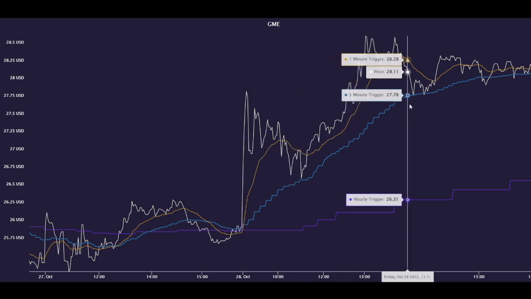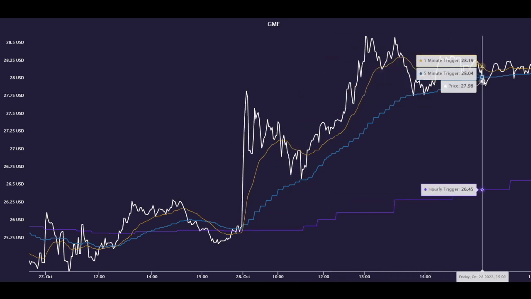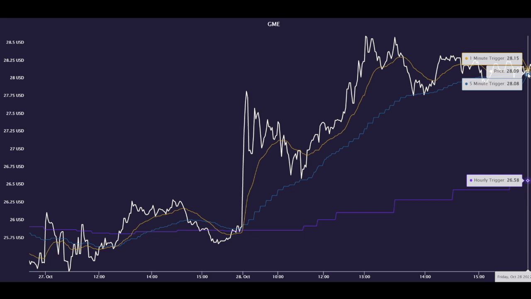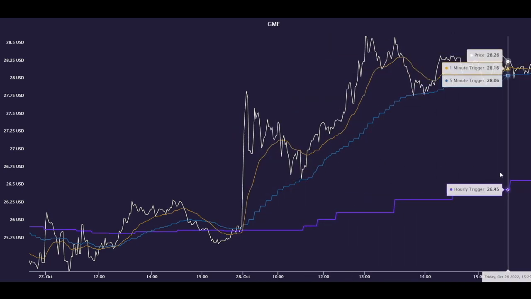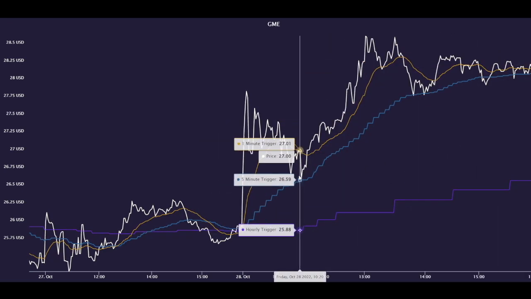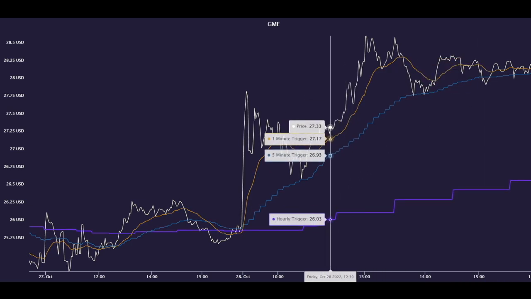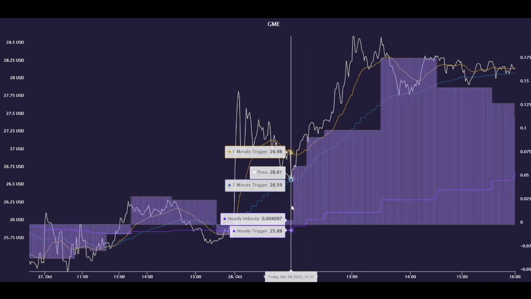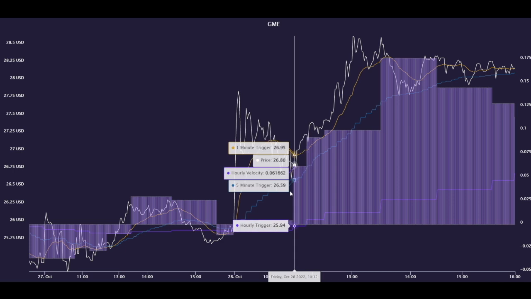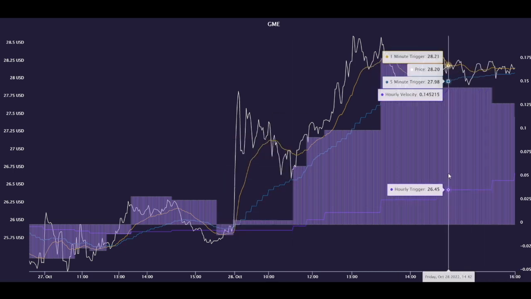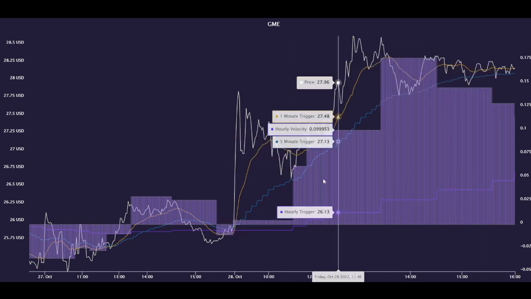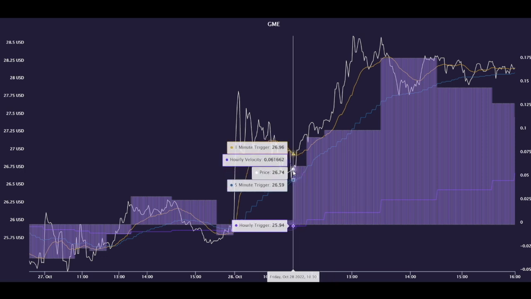One, we have the bounce off the 5-minute trigger, second bounce, third bounce, fourth bounce, fifth bounce, and sixth bounce. Now, if you're just watching the chart here, there's no way to know if the 5-minute trigger is going to provide support or not. But when we pull up the hourly velocity, you see how strong the hourly velocity was in these hours.